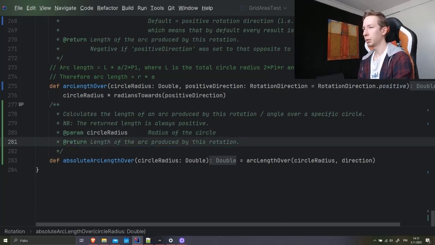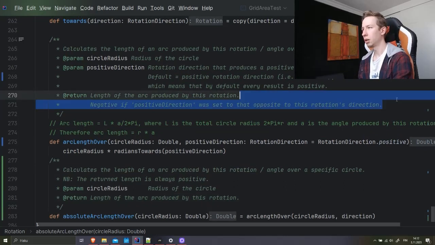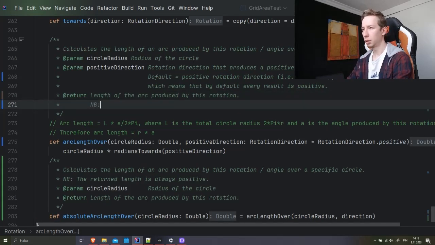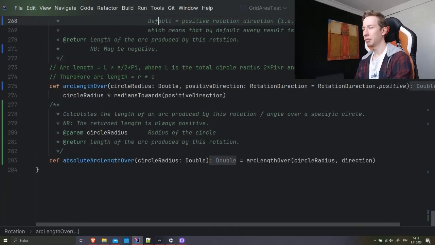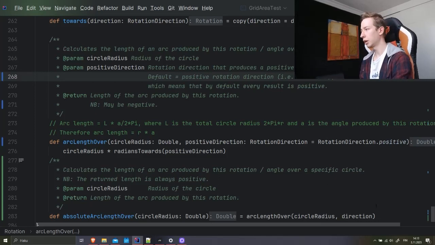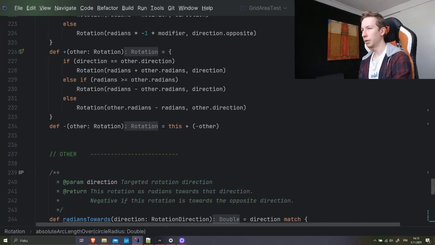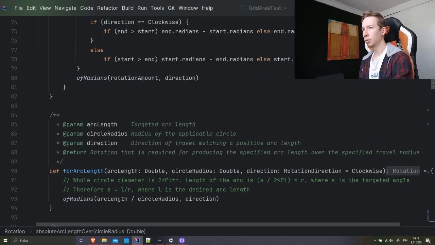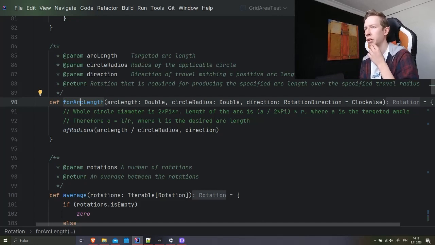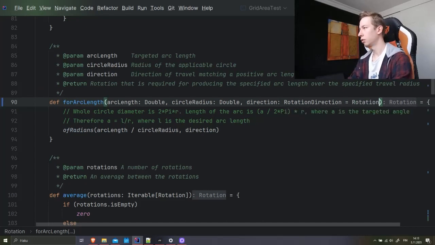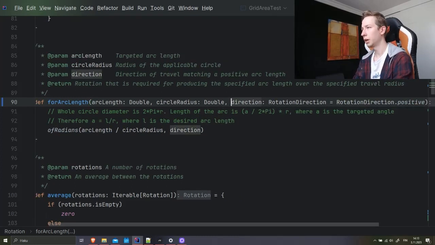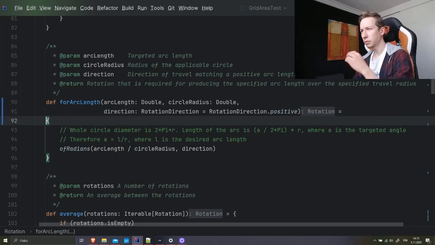Remove this negative stuff because it can't be negative. And then here, and the negative. Okay. So that, at least to me, looks better. You know, when we want the arc length, we can just as well call absolute arc length. But actually let's make sure we have, because we had the kind of reverse function here for arc length, let's change this rotation direction positive to match what we have there. Yeah, this has the same default value, so it should be good.